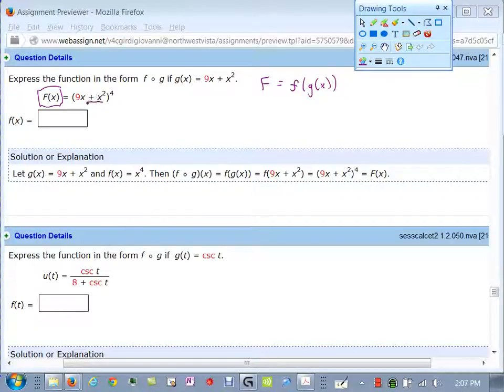So I think you can see that this 9x plus x squared is inside something to the fourth power. So if we let little f be equal to x to the fourth power, and we let g be equal to 9x plus x squared, then if I take g and plug it into f, which is what we're supposed to do, then what we'll get is 9x plus x squared all raised to the fourth. So this should be the f that makes that happen.